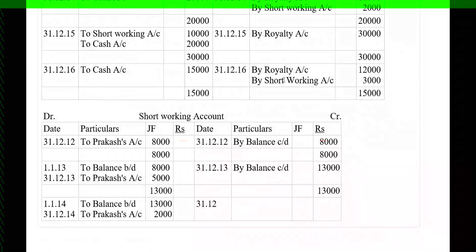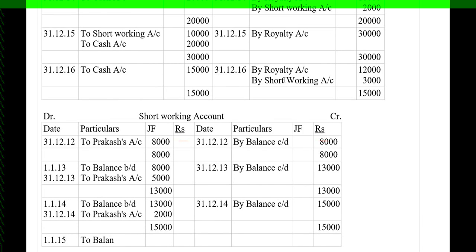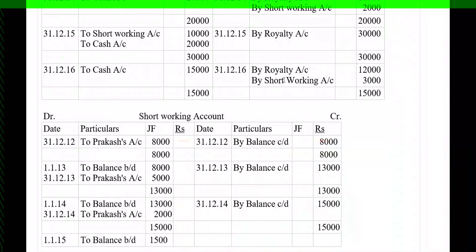So on 31st/12/2014, by balance carried down, 15,000. So here also the total 15,000. So on 1/1/15, to balance brought down. So the balance brought down here is 15,000.